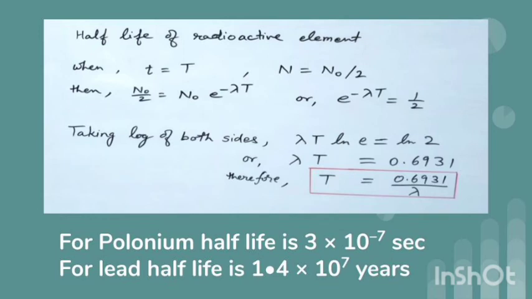The half-life of radioactive elements varies over a wide range. For polonium, the half-life is only 3 into 10 to the power minus 7 second, and for lead, the half-life is equal to 1.4 into 10 to the power 7 years.